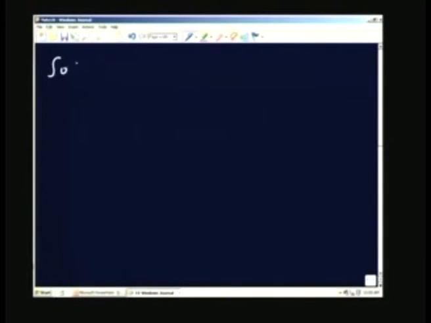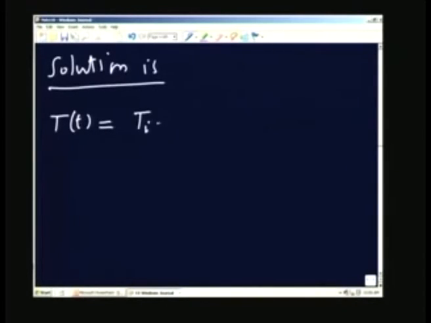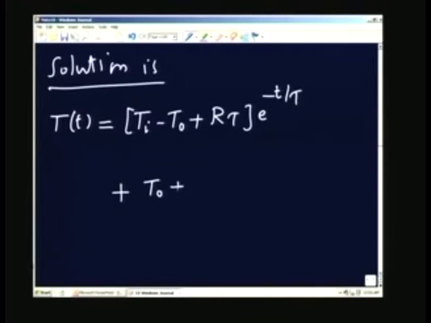So, the solution turns out to be, I will simplify it to this particular form, T of t is equal to T I minus T naught plus R tau, e to the power of minus t by tau. This is the first part, plus T naught plus R t minus R tau. This is the second part.